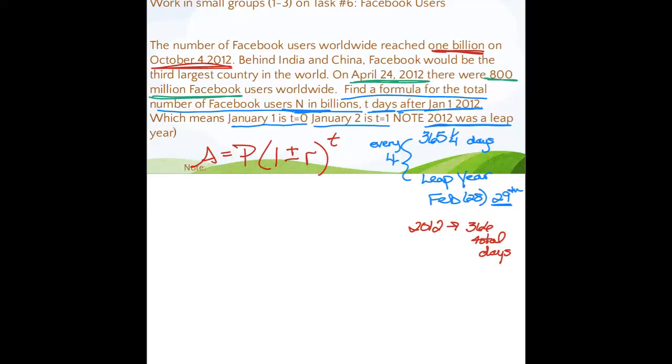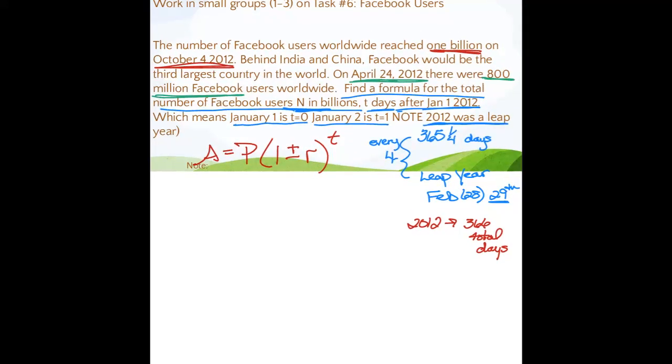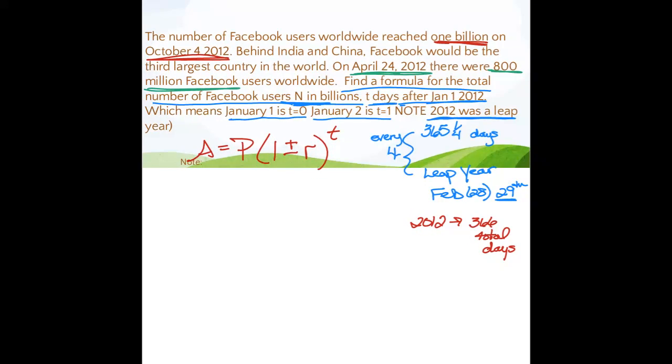So are we decreasing? No, we are increasing, okay? Because the number of Facebook users increased from April 24th, 800 million, to a billion. All right, so now we know we're increasing. What else do we know, if anything? Do we know the initial amount? What's the initial amount?